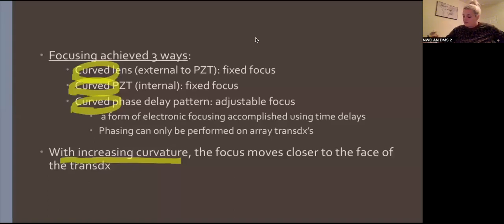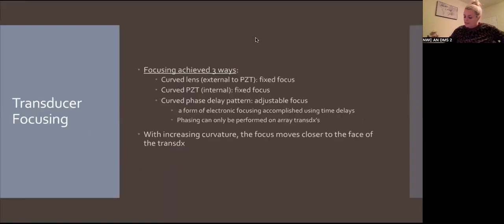Phasing is the one that's going to give us a little bit of a hard time. So really, this is what we want to know, right? There are 3 forms of focusing: curved lens, curved PZT, curved phase delay pattern. It's always curved when we're talking about focusing. The first 2 are fixed focuses. That means they're not sonographer adjustable, and they're typically done on single element transducers. The last one, curved phase delay pattern, electronic, automatic, has to be an array transducer. It can't be a single element transducer. And you'll see why in a second.